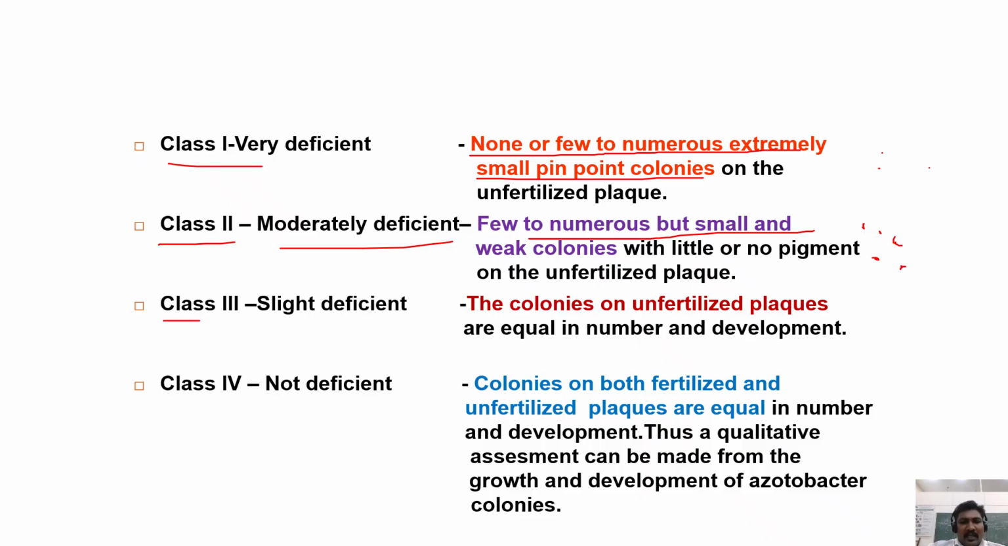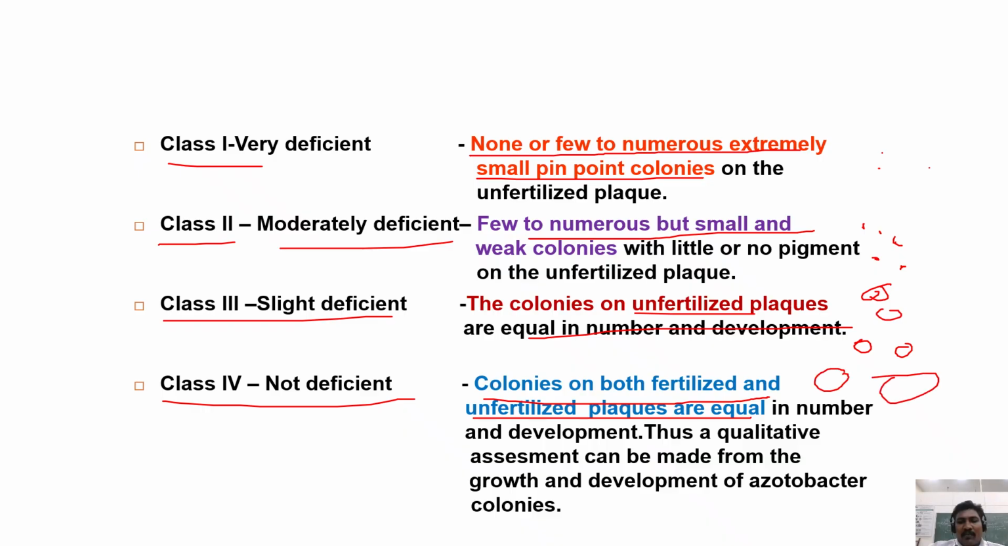And class 3, slight deficiency, where colonies on unfertilized and fertilized plaques are equal in number and development. So some good growth can be seen here. And finally, class 4, no evidence of deficiency, where colonies on both fertilized and unfertilized plaques are equal. A good amount of growth can be observed because here there is no deficiency of nutrients.